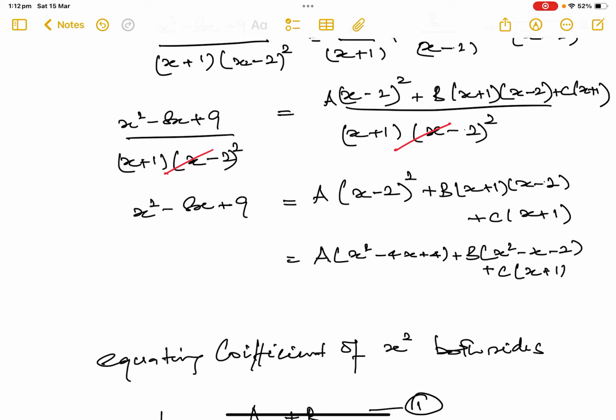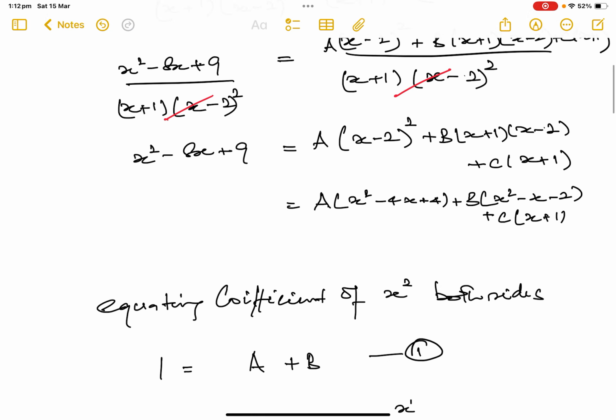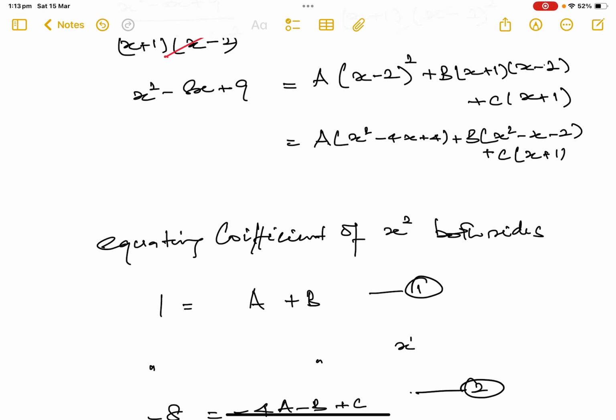So the left hand side is x squared minus 8x plus 9, and the right hand side is A times (x minus 2) squared plus B times (x plus 1)(x minus 2) plus C times (x plus 1). Both sides are identical. Let me simplify it a bit more. Expanding (x minus 2) squared gives x squared minus 4x plus 4, a simple expansion. B times (x squared minus x minus 2), and C times (x plus 1). Both sides are the same, so we can equate the coefficients of the respective powers of x on both sides.